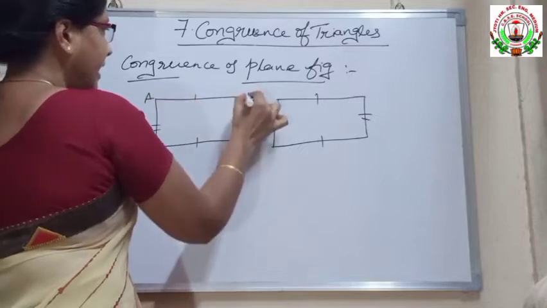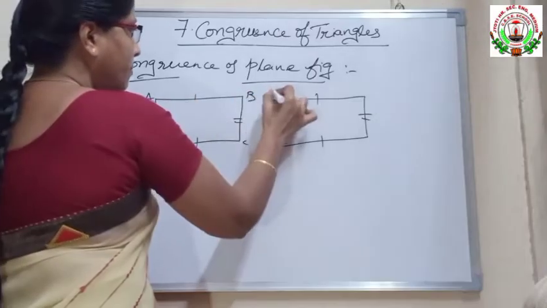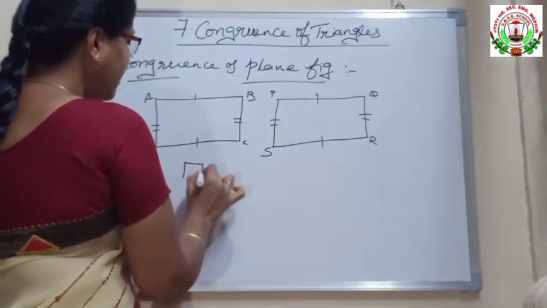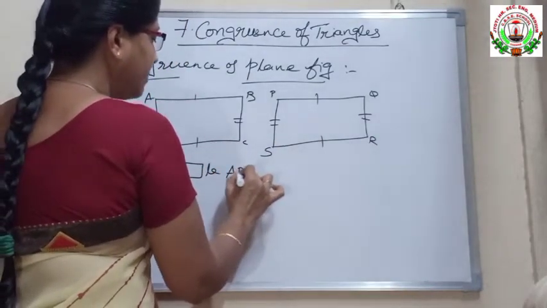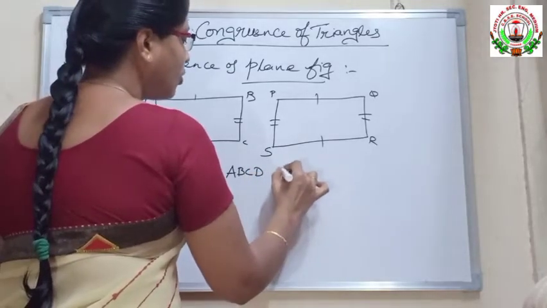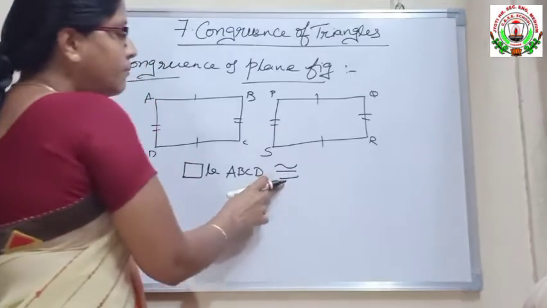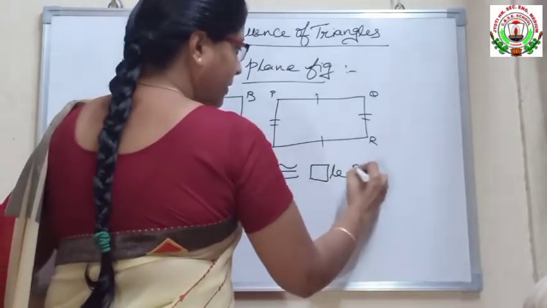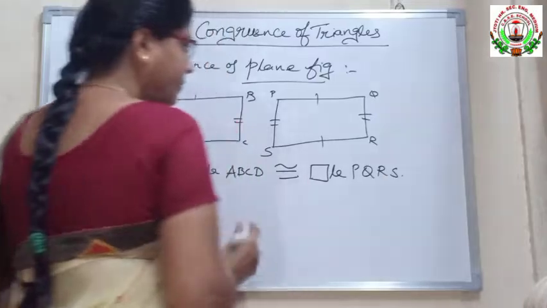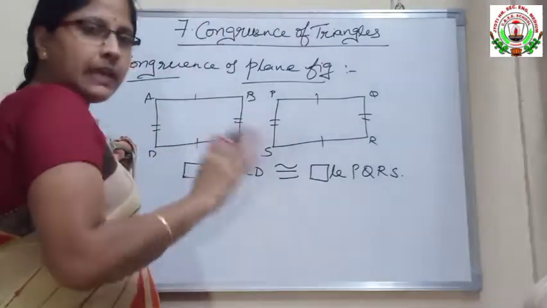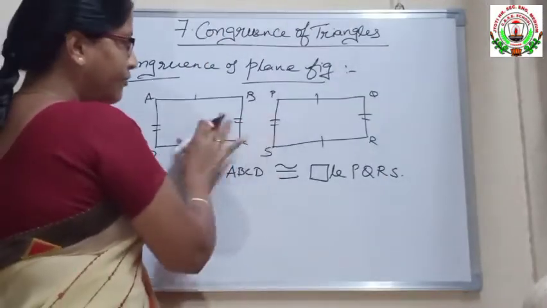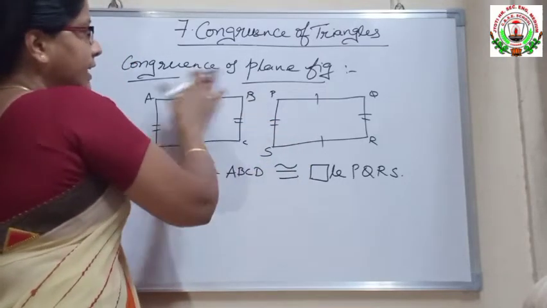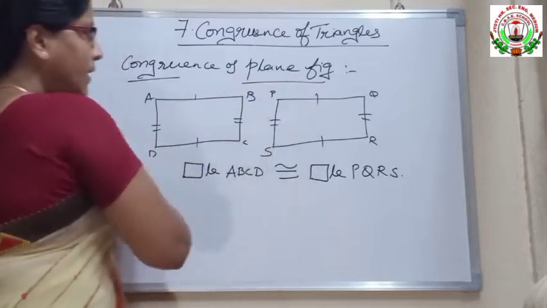I can write A, B, C, D, P, Q, R, S. So rectangle A, B, C, D is congruent to, this is the symbol for congruency, rectangle P, Q, R, S. Because they are having same size, same shape, everything, same figure. So we can say these two rectangles are congruent. This is the congruence of the plane figure.